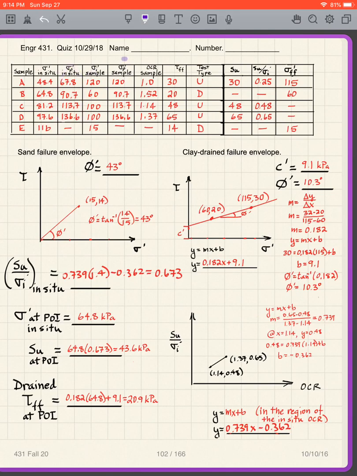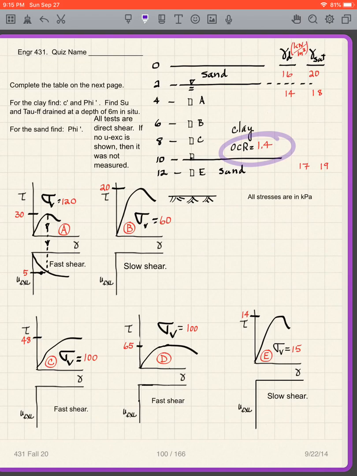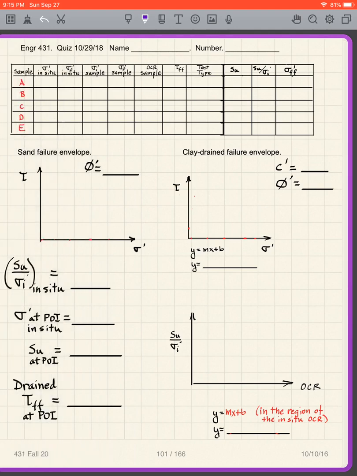Then once we've determined the sigma prime P of the sample and the sigma prime I of the sample, I take sigma prime P divided by sigma prime I, that gives me the OCR. So divide those two out and I get the OCR of the sample. Where does the tau FF come from? That is given from the peaks, the peak tau. You don't have to figure it out. So you're taking these values here, and those are the tau FFs.